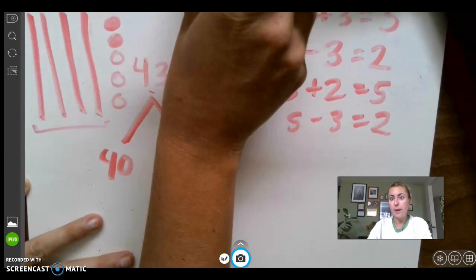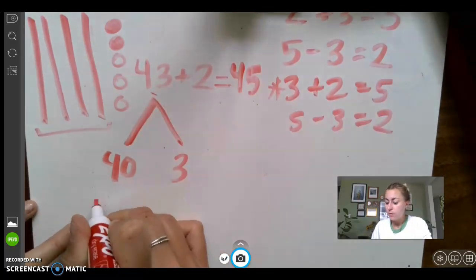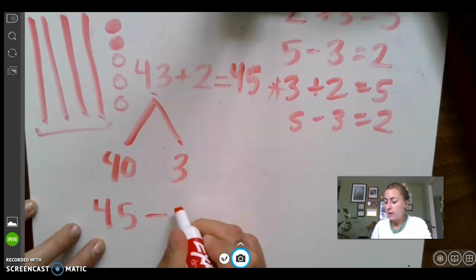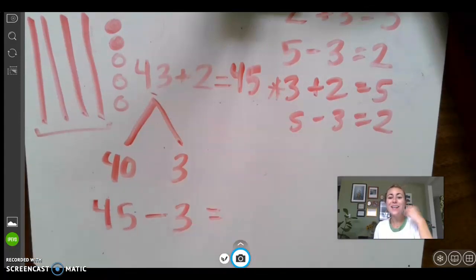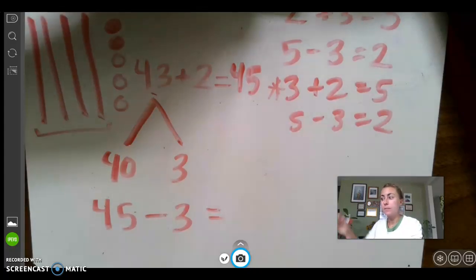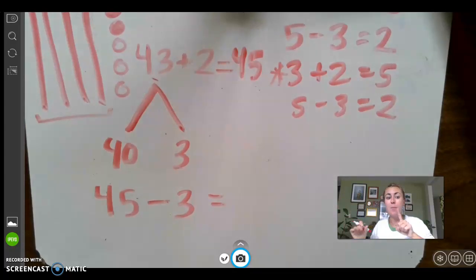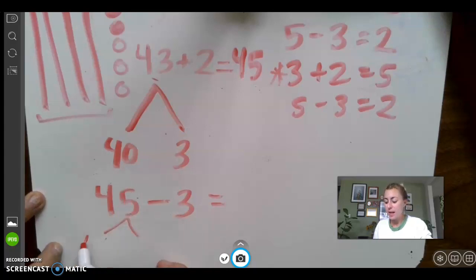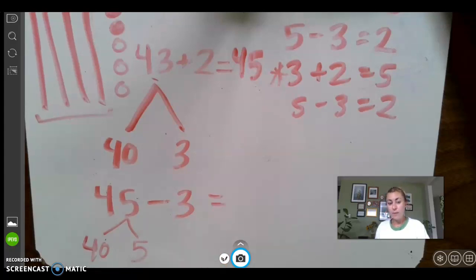Let me just zoom you down a little bit. What if I want to do 45 minus 3? How could I subtract like units? What's my first step? Yeah, my first step is I'm going to decompose and find my like units, right? So should I decompose 3 or should I decompose 45? Decomposing 45 would be a good idea because I could decompose it into my tens and my ones. So now I have 40 and 5 minus 3.